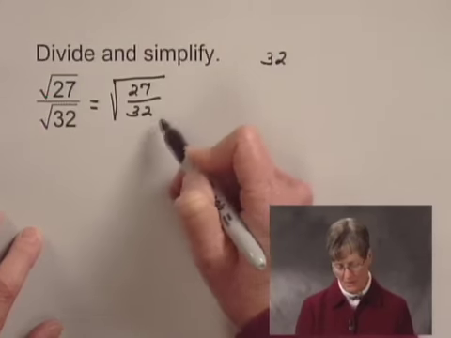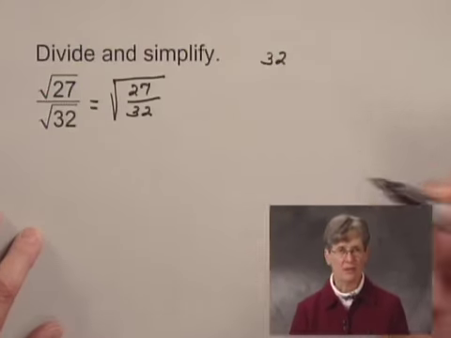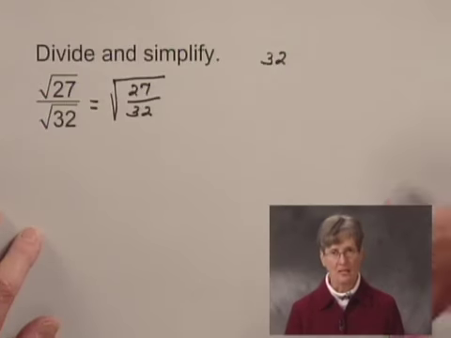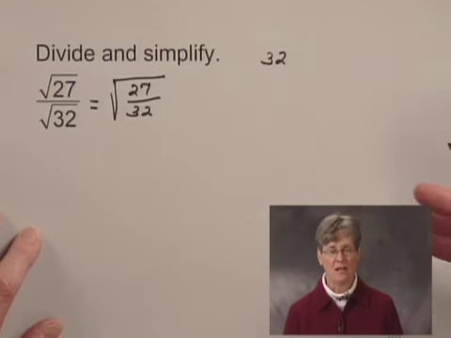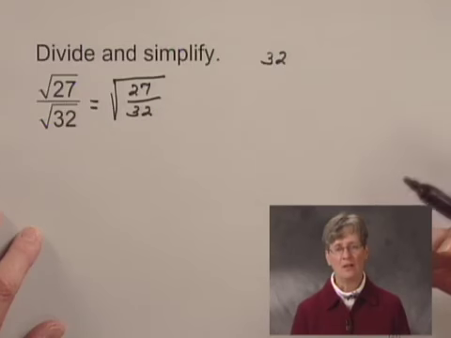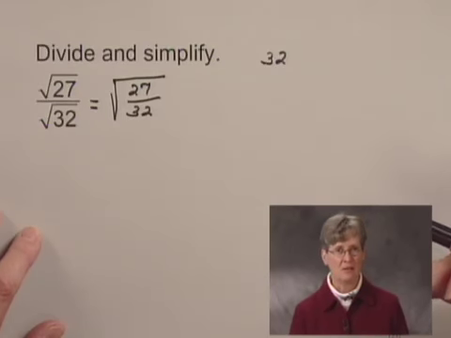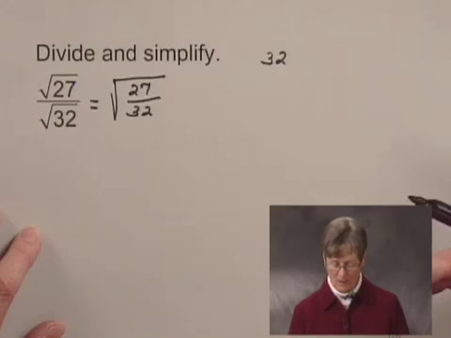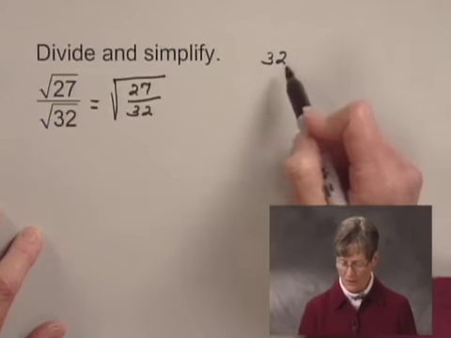We could multiply by 32 over 32, and that would clearly make 32 a perfect square. And that might be your impulse on a test, just to multiply again by a form of 1 using that denominator. But you're going to leave yourself a lot more simplifying to do at the end of the work if you do that. So just take a minute and think about what you're dealing with.